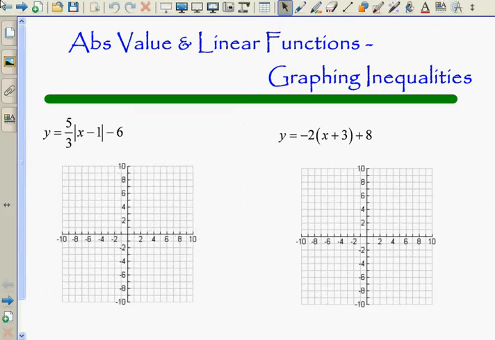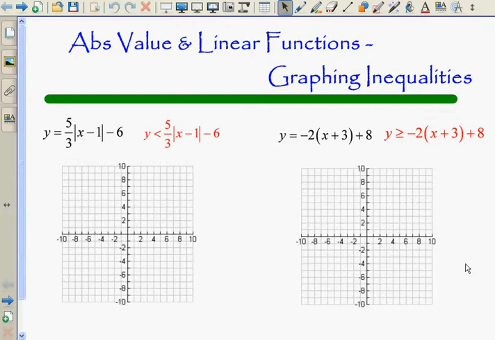Okay, so this is a quick review of graphing absolute value and linear inequalities. The couple of videos that you might have just watched were about absolute value and linear equations, which is actually what I have up here in black with an equal sign. But what we're doing today are things that have less than or greater than, or greater than or equal to, or less than or equal to. So it's actually pretty much the same.